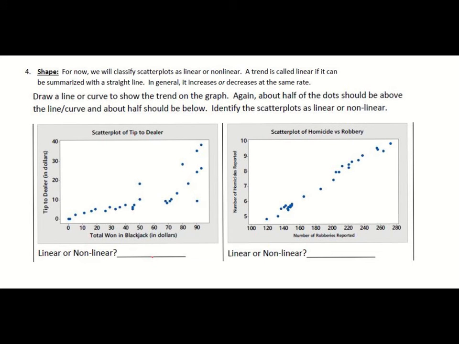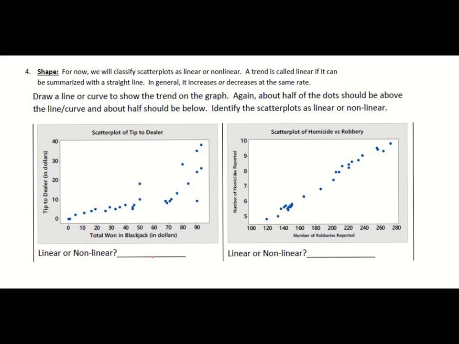Okay, so now we're going to talk about shape. So for now, we're going to classify scatter plots as linear or nonlinear. A trend is called linear if it can be summarized by a straight line. So if I can draw a straight line through it, and generally you've got about half your points above or below. In general, it increases at the same rate, so if it looks like it's going up the same slope. So I want to draw a line or a curve through the graph. Again, about half the dots should be above or below.